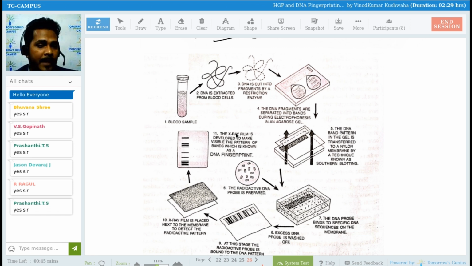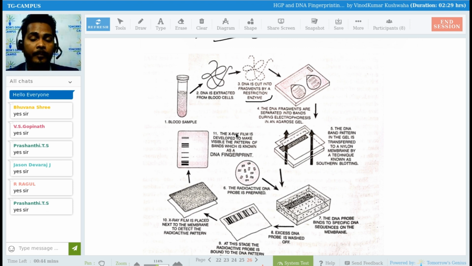First you collect the blood sample, then you isolate the DNA. DNA is extracted from the blood sample, then it is cut into fragments by restriction enzymes. What is the name of that enzyme? Restriction endonuclease enzymes, right? You cut it with the enzymes, and after cutting, what is the next? The DNA fragments are then separated into bands by electrophoresis on the agarose gel.